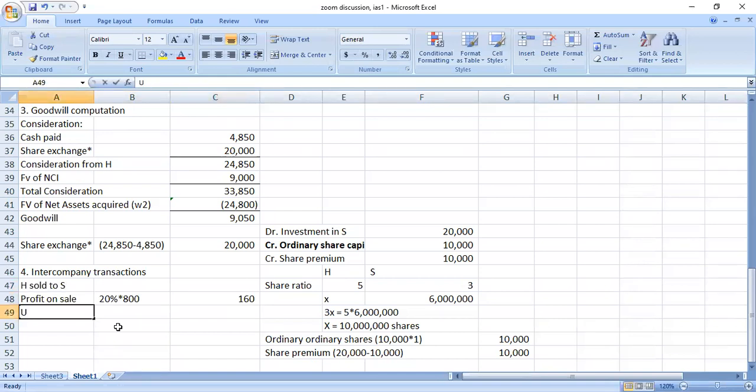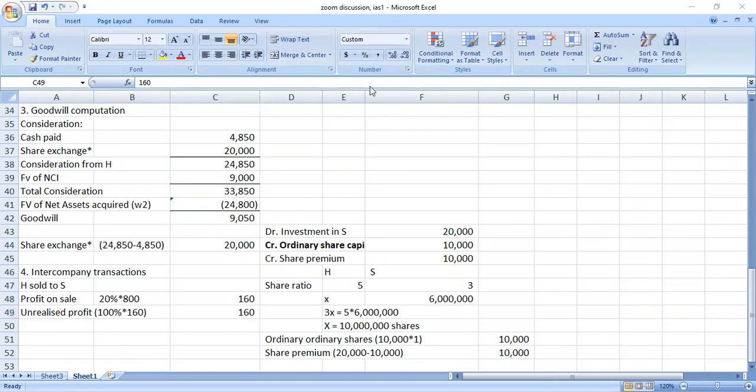Now you ask yourself, what's the unrealized profit? The unrealized profit is what stock is remaining. Now the beauty here is that the entire stock is remaining. So 100% of the entire profit is still unrealized. So you bring here 160. So the entries are that you go under group retained earnings and you remove this figure, and then you go to your inventory and remove this figure. So I have to remove that so that I don't forget it.